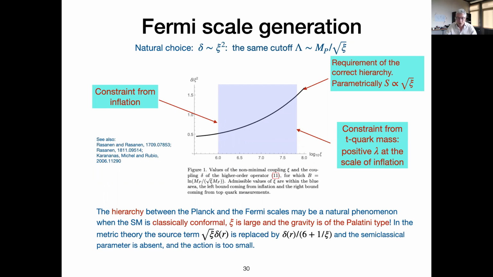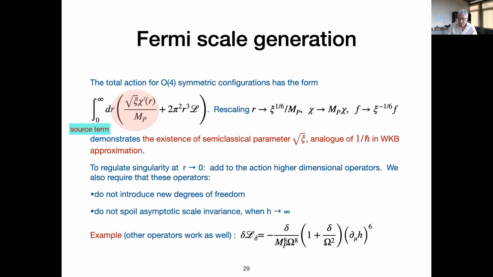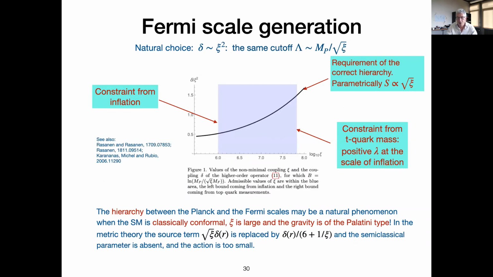So what this picture shows is the following. This axis here is the logarithm of this parameter psi. Okay, so this is our semi-classical parameter, which we wanted to be large, so that semi-classical approximation works. This axis here is this parameter which we introduce to parameterize higher dimensional operators. The natural choice of this parameter is psi squared, because then all these terms which we introduce have the same UV cutoff, M Planck divided by square root of psi. And so this line corresponds to the correct hierarchy.